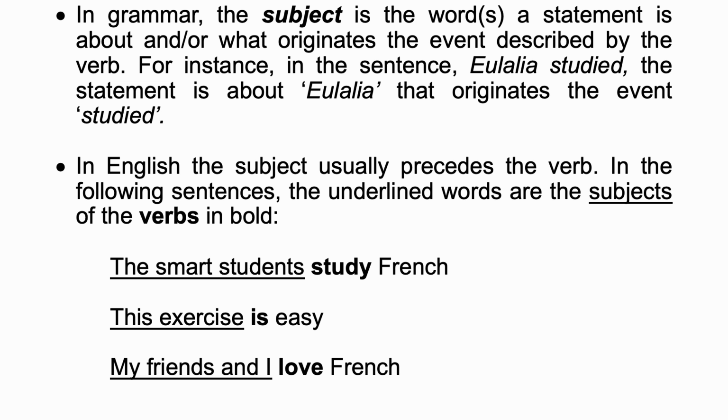In the following sentences, the underlined words are the subjects of the verbs in bold. The smart students study French. The smart students is the subject of the verb study. This exercise is easy. This exercise is the subject of the verb is. My friends and I love French. My friends and I is the subject of the verb love.